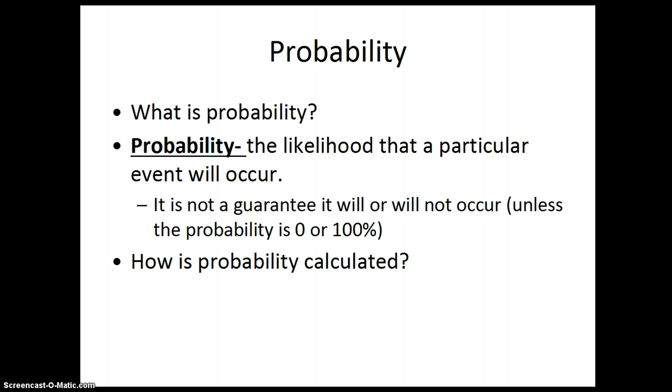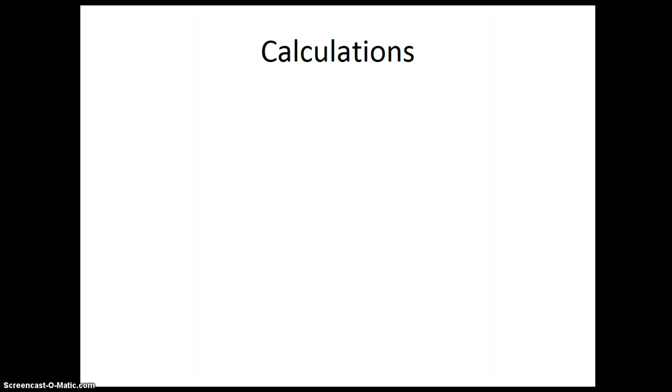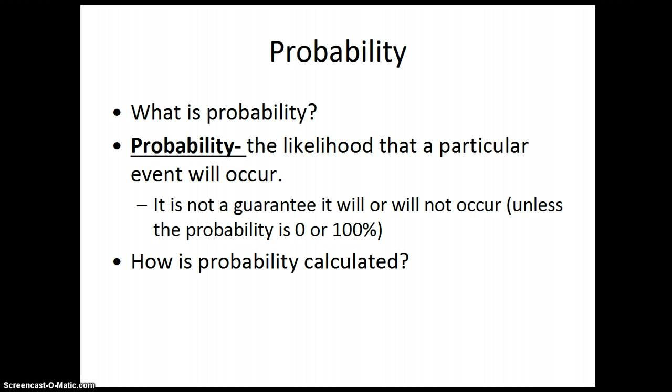And if you remember back to some math class, you learned how probability is calculated. Probability is just the number of things that you want to have happen over the total things that could happen. Now let's practice this just a little bit.